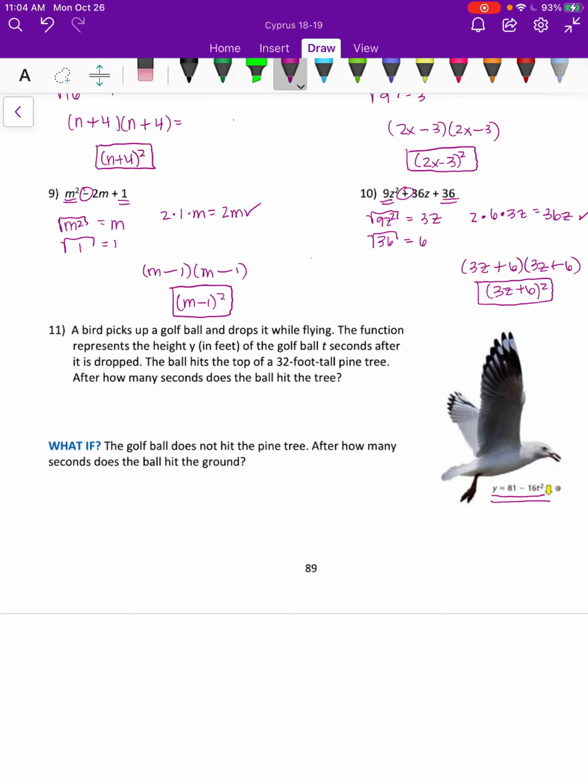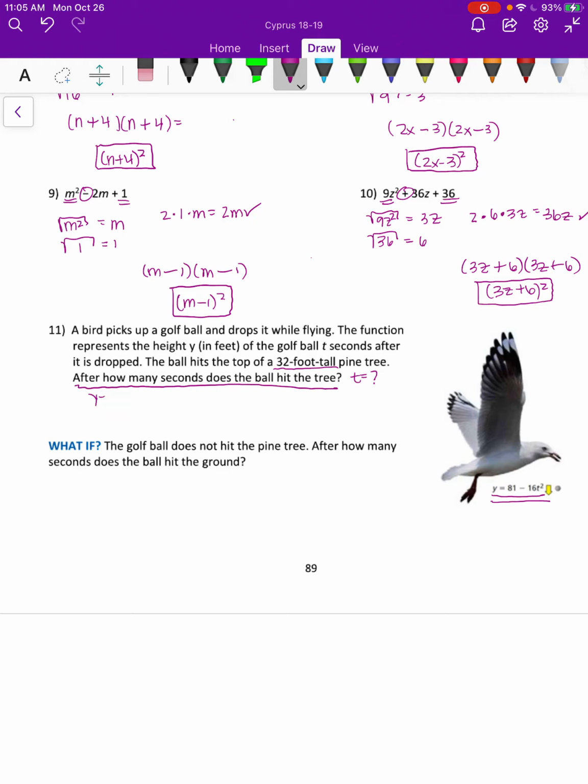Okay, so what's important here? Okay, well, we have the function. I've underlined it under our bird there. Okay, it says that the ball hits the top of a 32-foot tall pine tree. I think that's pretty important, how tall the pine tree is. And what is it asking us to find? Always find. What is it asking you to figure out? It's asking us to find after how many seconds does the ball hit the tree. So we're looking for t. We don't know what t is, but we want to figure out what it is.